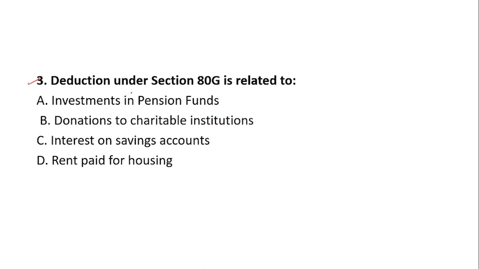Okay, so here, G is for gift and Garib, the poor, and government, if you remember that. G for gift or Garib, the poor. What do we do? We give a donation to the poor or the government. So option B is the correct answer, that is, the donation to charitable institution.